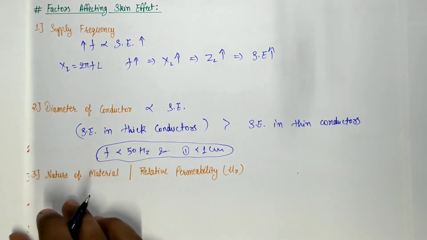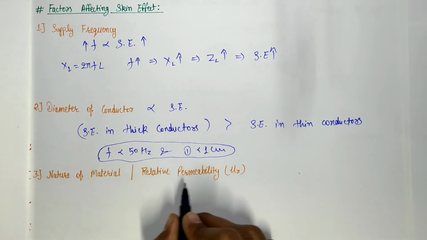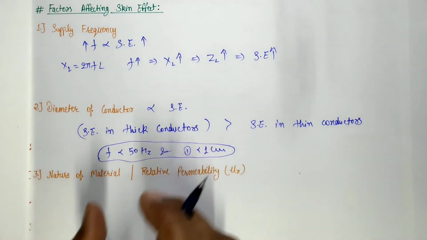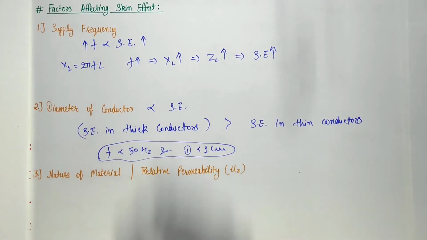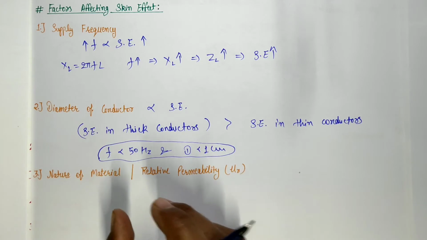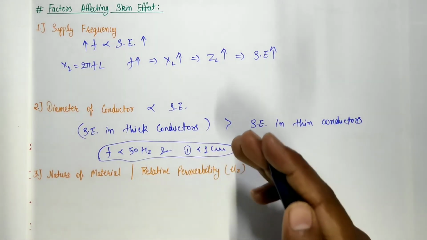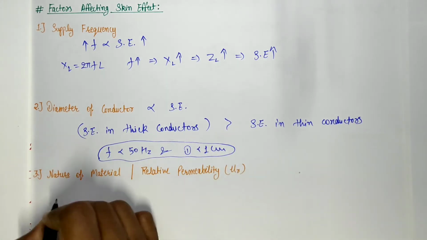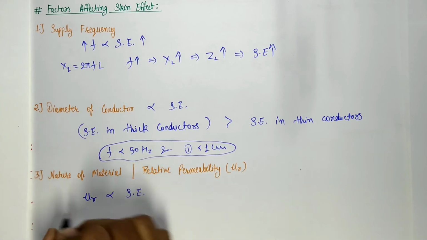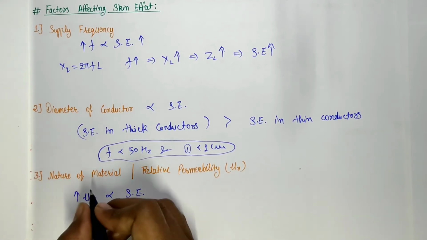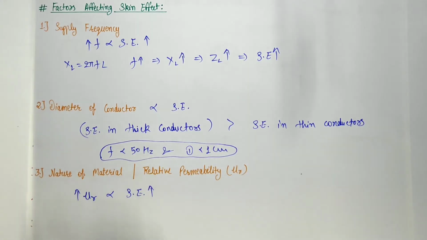Now our third factor is nature of the material. Nature of the material is associated with relative permeability. Skin effect also depends on the nature of the material, or we can say the relative permeability. Now what is permeability? Permeability is the ability of a material or a conductor to support the formation of magnetic field within that conductor. So relative permeability is directly proportional to skin effect. If relative permeability of a conductor is high, then skin effect will be more prominent in that conductor.